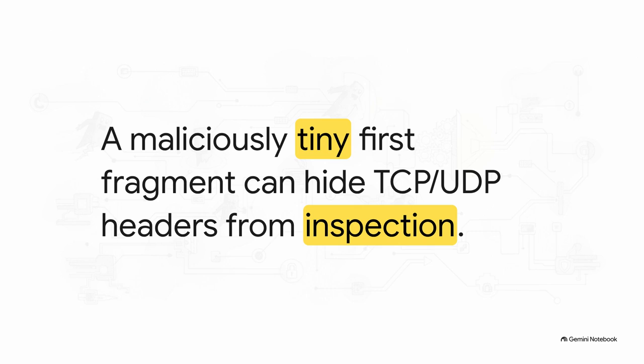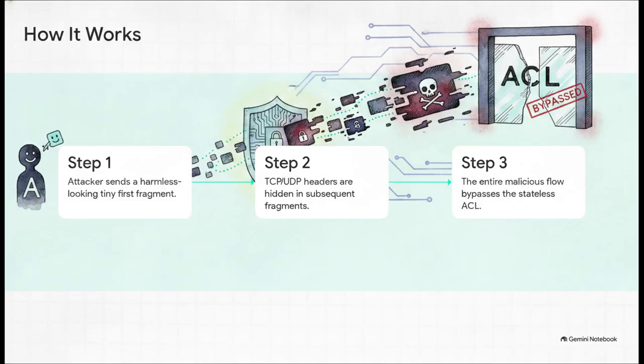They craft a maliciously tiny first fragment. It is so incredibly small that it pushes the really critical stuff, the TCP or UDP headers your firewall actually needs to see to make a block or allow decision, into the subsequent fragments. Let's break down exactly how this disappearing act works step by step.